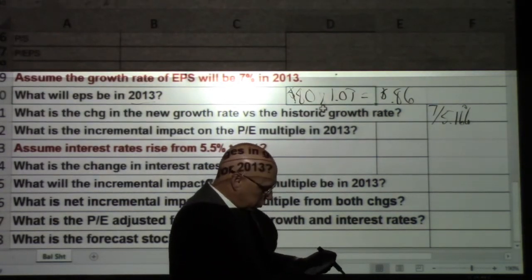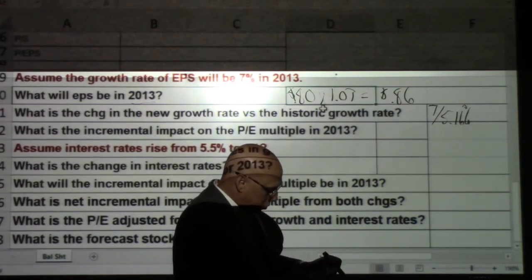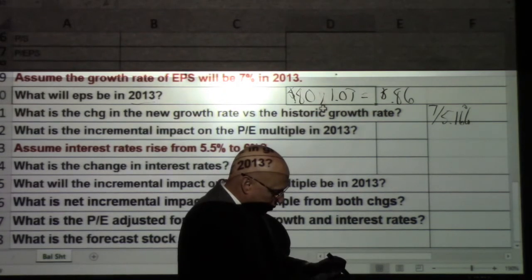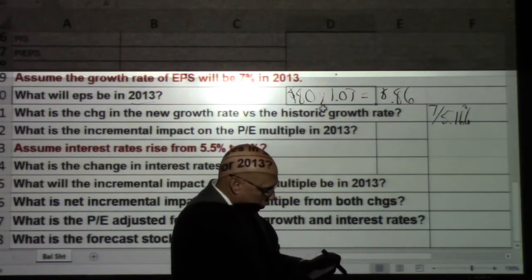You know what? I don't think it was 5.16. I think it was 1.32%. Hold on one second. 7 divided by 1.32. 7 divided by 0.68.